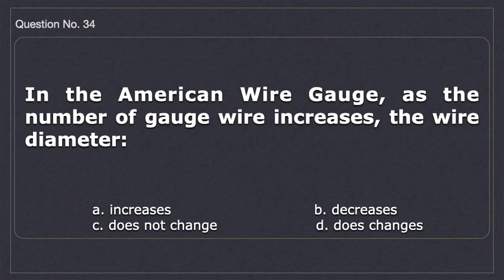Question number 34. In the American wire gauge, as the gauge number of the wire increases, the wire diameter A. increases, B. decreases. C. does not change, D. does change. Answer B. decreases.